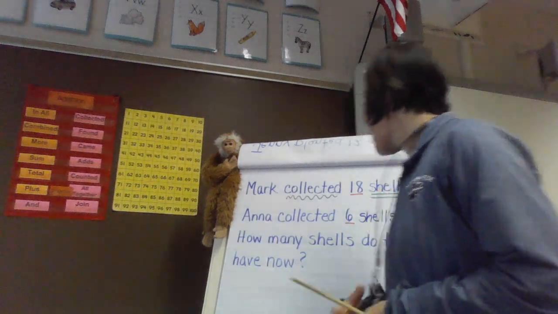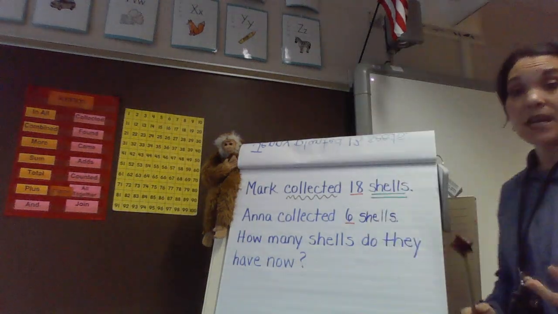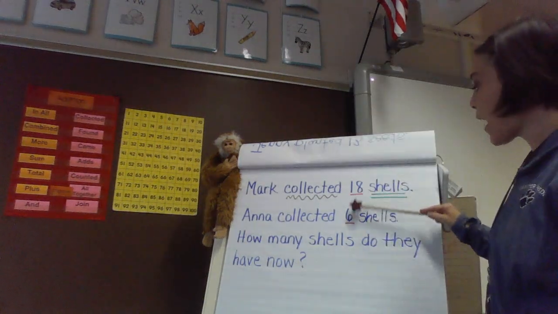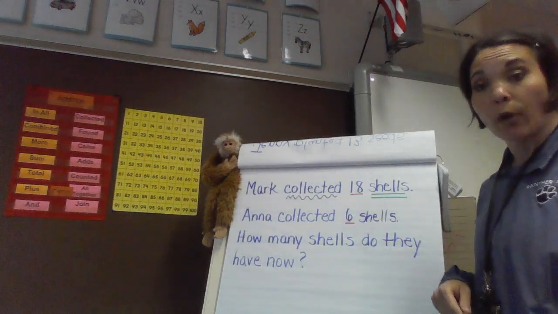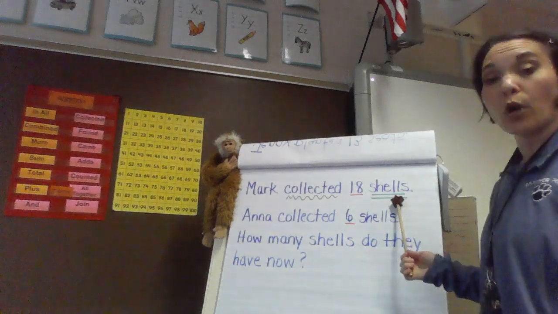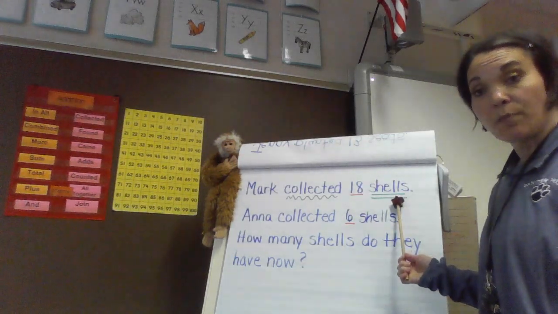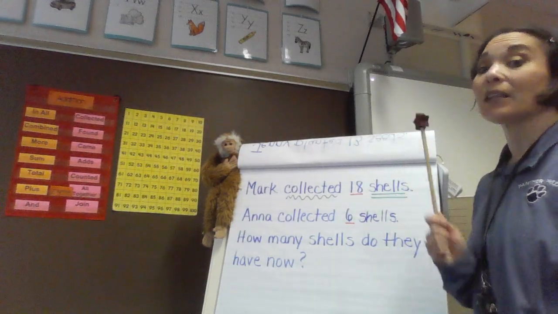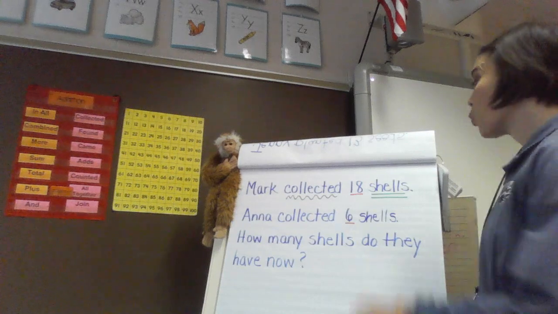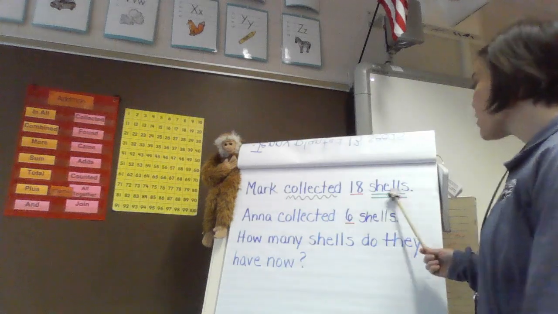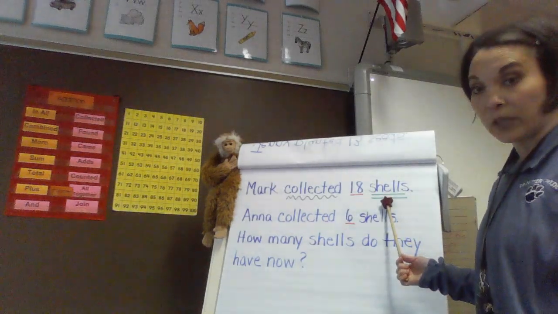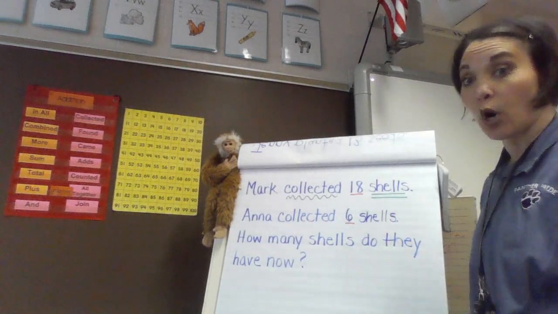So now I could go ahead and I could make a number sentence. So here's my numbers that are underlined in red. I have 18 and 6. They are my important numbers. I have the word shells underlined in green because that is going to be the label. So remember, at the end of the answer of our number sentence, we want to start thinking about labels. It's really important. It's part of showing your work there.